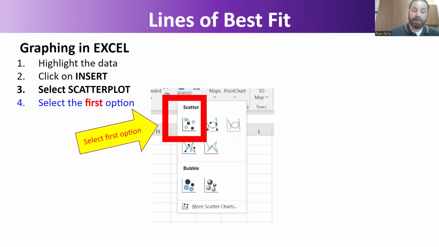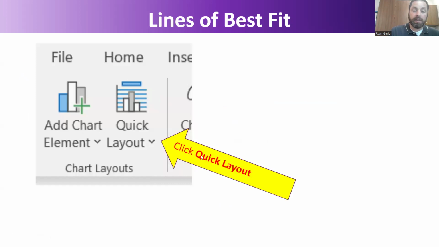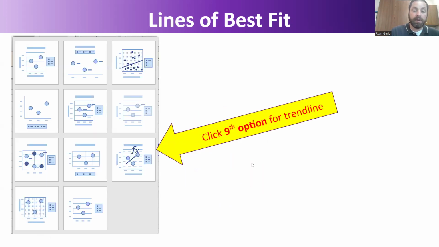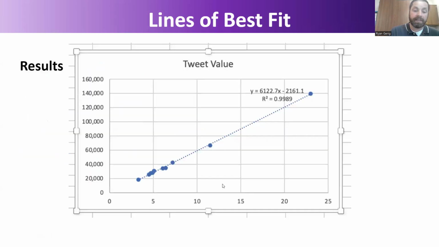Select the first option. You want those dots there. Then click on Quick Layout and click on the 9th option, kind of the bottom right corner before you get to the last row. That's going to give you a trend line, and you should get this. And you can see y equals 6122.7x minus 2161.1. R squared is 0.9989.